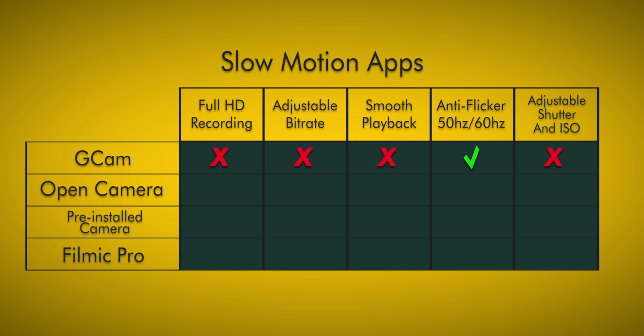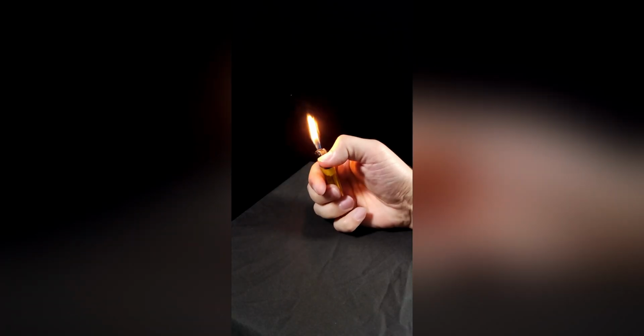FilmicPro is a good alternative that records at full HD with multiple bit rates that are higher than the stock camera and GCam. The stock Poco camera does well too, and even allows you to record full HD at 960 FPS, but it's kind of tricky to catch the right moment since the recording time is very short.